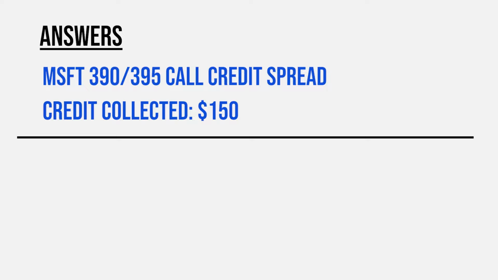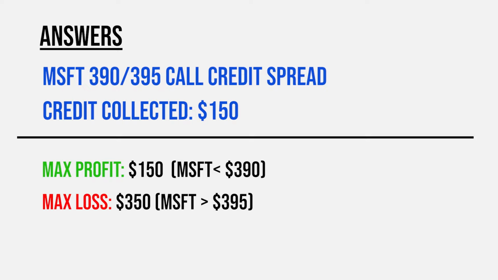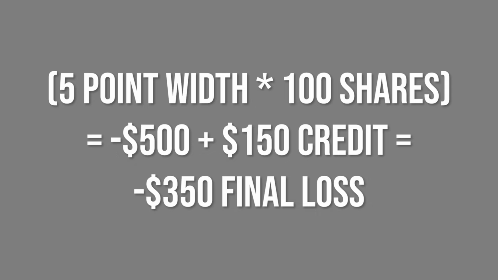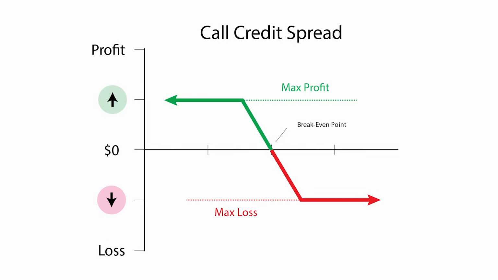For the first one, what is the max profit and when does that occur? If Microsoft is below 390, the bottom leg, then both options will expire out of the money and we'll take our max profit of $150. Max loss will occur if Microsoft goes above our top leg, which is 395. Then both options will expire in the money and our max loss will be $350. The width is 5 times 100, which is 500, minus the 150 that we collected, therefore 350. We will break even when Microsoft ends up at $391.50.